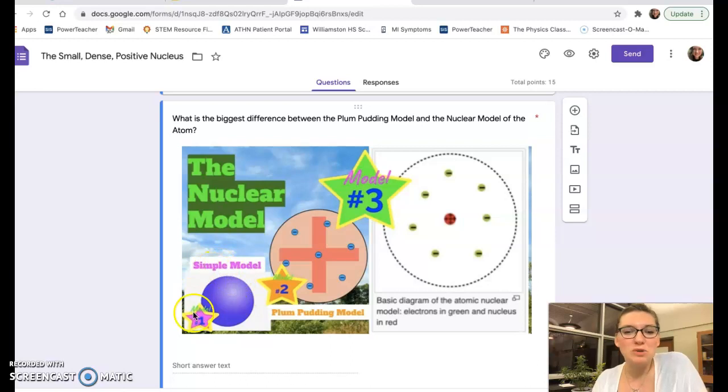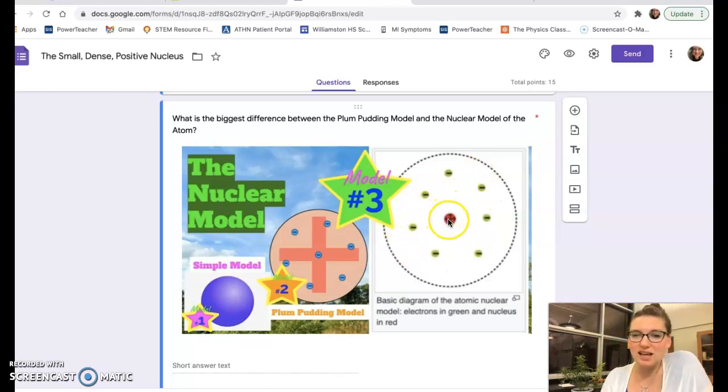solid sphere with uniform properties, which was then crumpled up and turned into the plum pudding model, which says that atoms have charges. But it was thought that they had a positive fluff like a blueberry muffin and then negative electrons interspersed throughout like blueberries in a blueberry muffin.